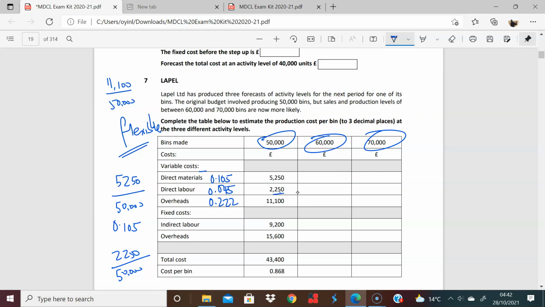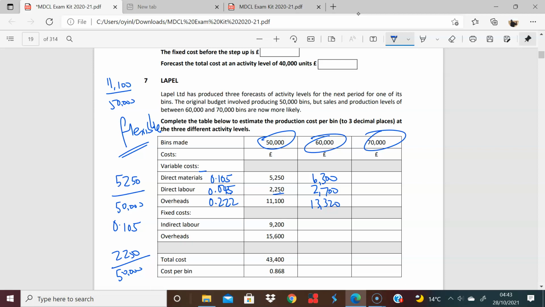Now that I know what the cost is per bin, I can find out what it is for 60,000 bins. So let's do the first one: 0.105 times 60,000, which is 6,300. I'll write that in there. I'll do the same thing here: 0.045 times 60,000 is 2,700. And then you have 0.222 times 60,000. That's 13,320.